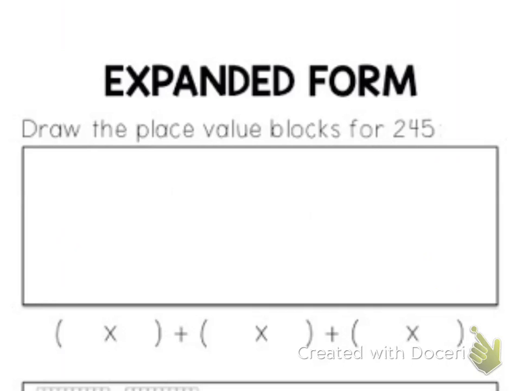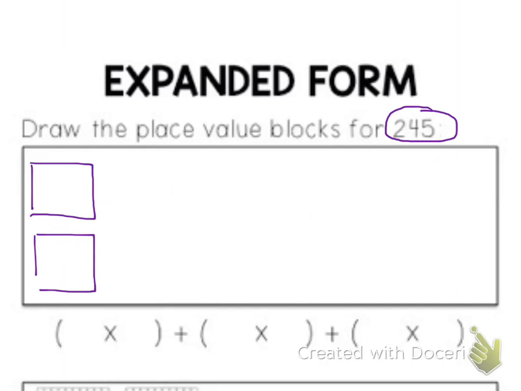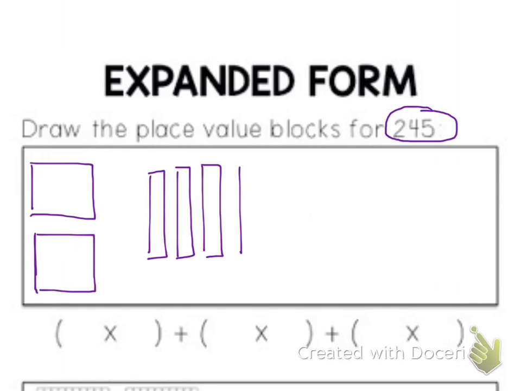So here we have the number 245, and we're going to start by drawing the place value blocks. There's a 2 in the hundreds place, so we would have 2 of our flats for the hundreds. And then there's 4 in the tens place, so we would have 4 of our tens. And 5 in the ones place, so 5 of our units. So now we can use this picture to help us write the number in expanded form.